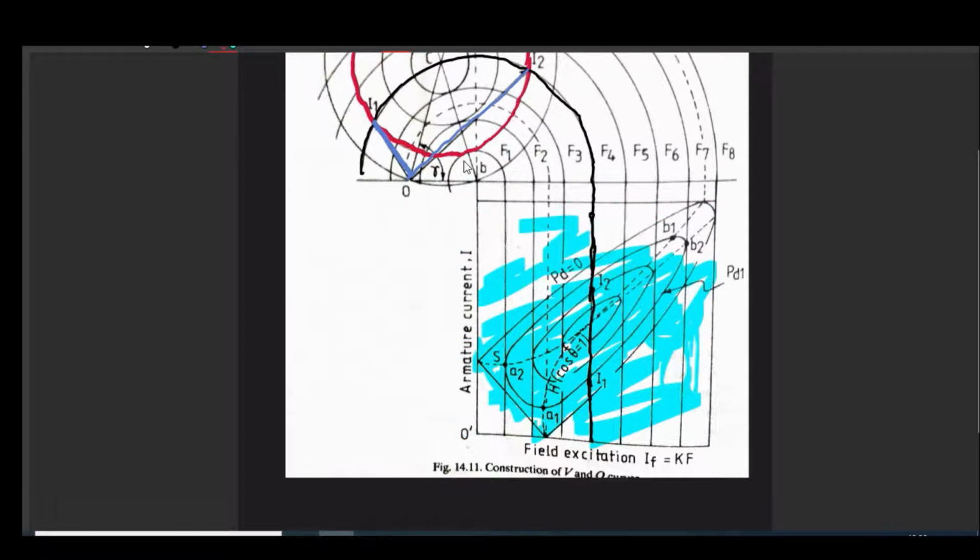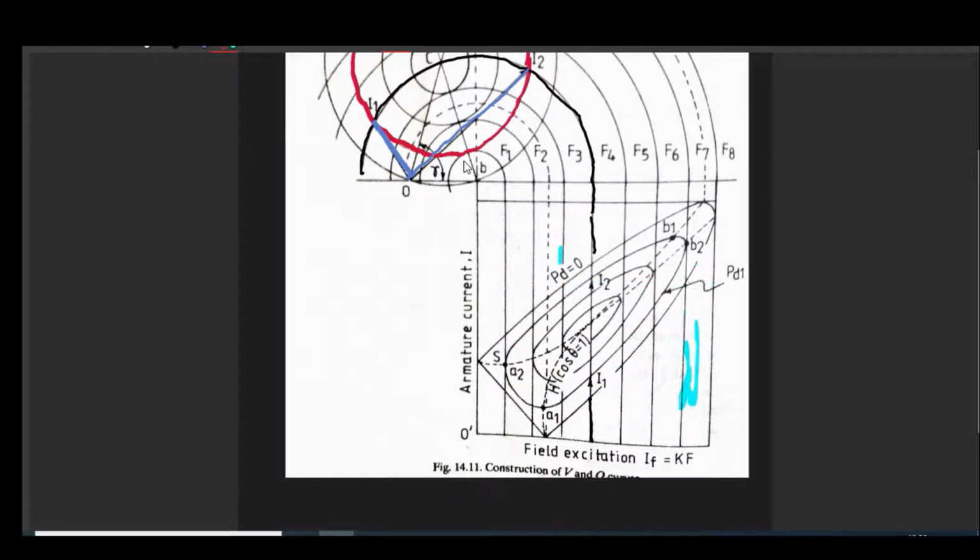Well, if this is the Cartesian plane, then what we can consider is quite clear. Like we know, in our early days we used to plot x versus y or y versus x, where y is the dependent variable and x is the independent variable. So here armature current is plotted along the vertical axis, while the independent variable, field excitation or field current, is plotted along the horizontal axis.